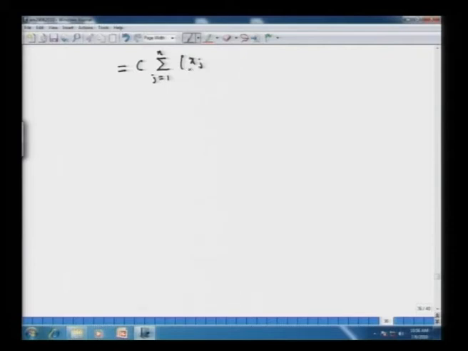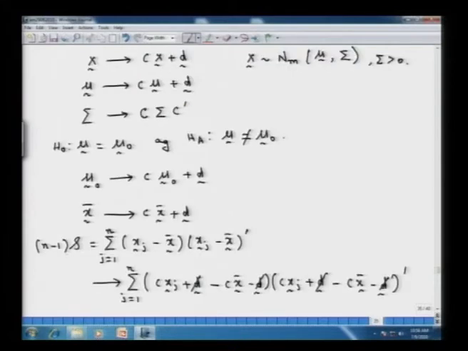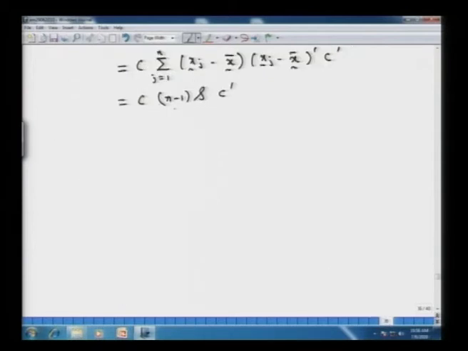What remains is x_j minus x bar, then (x_j minus x bar) transpose C transpose. And what is this term equal to? This term is equal to n minus 1 times S, with the divisor n minus 1. So, what we have seen is that this quantity, n minus 1 times S, under this non-singular transformation becomes C times (n minus 1) S C transpose. So, this would imply that S, the sample variance covariance matrix, goes to C S C transpose.